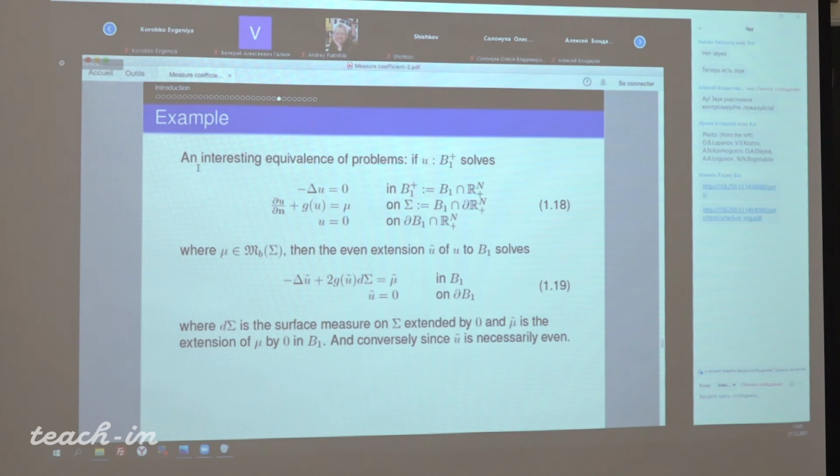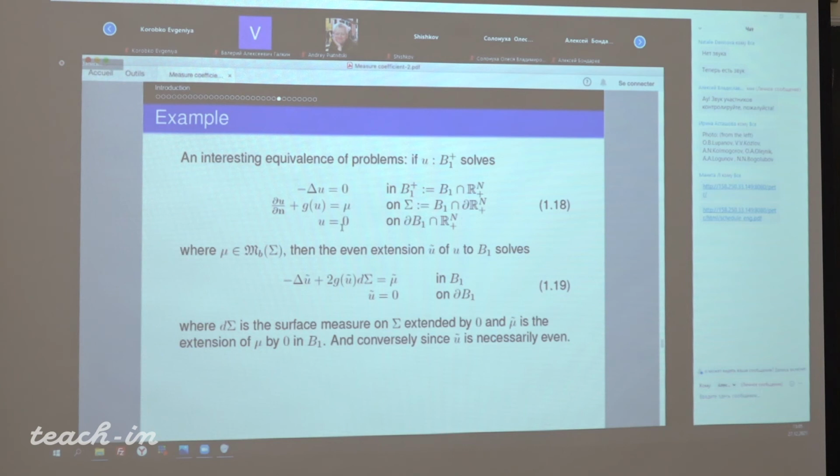this problem. You want to solve this problem: find a harmonic function in omega, which satisfies this condition du over dn, not in omega, this is in the half ball, P1 intersect with R^n plus, satisfying this nonlinear condition on the boundary, and which vanishes on the remaining part, the upper part of the domain.